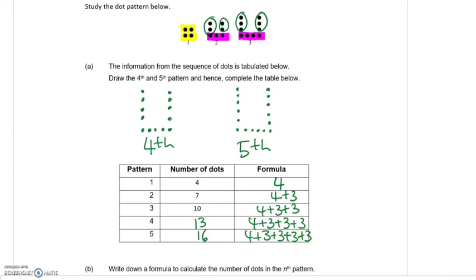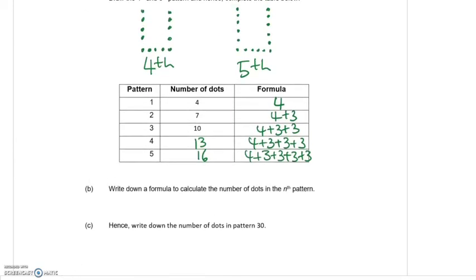Okay, so now we have to write down a formula to calculate the number of dots in the nth pattern. Again, you are adding 3 to get the next number, and this number should be the coefficient in front of n. So you're going to start off writing 3n, and then you're going to have to figure out what's the number that you have to add in order to get your desired number when n equals 1. So here when n equals 1, you have 3 times 1 is 3, and you want to get 4, so you need to add 1.